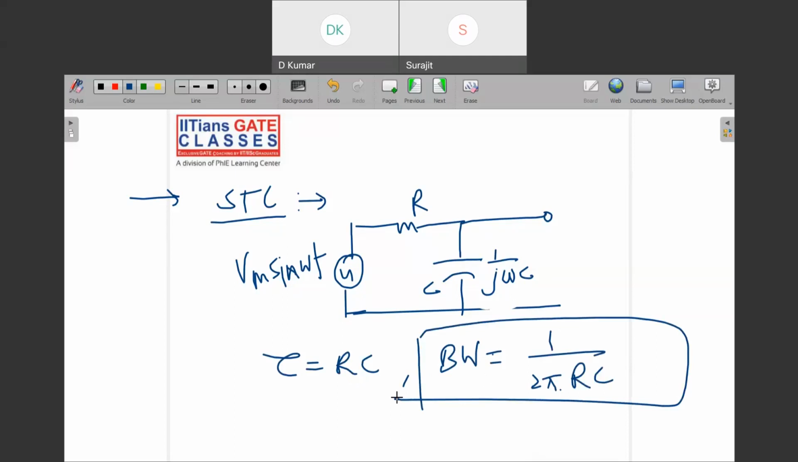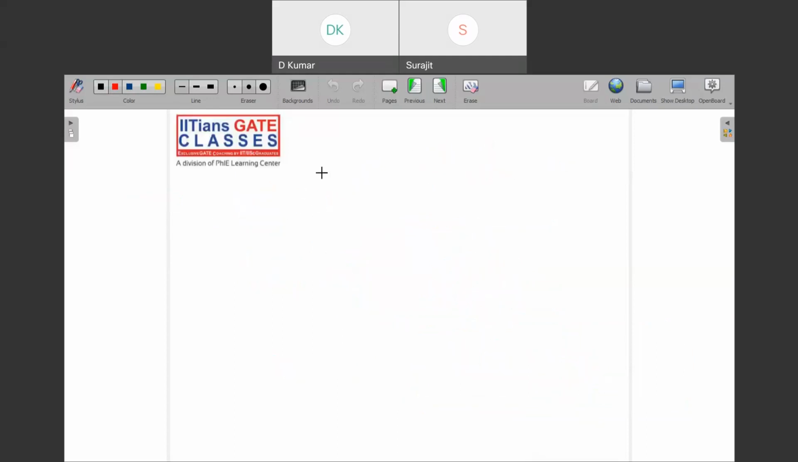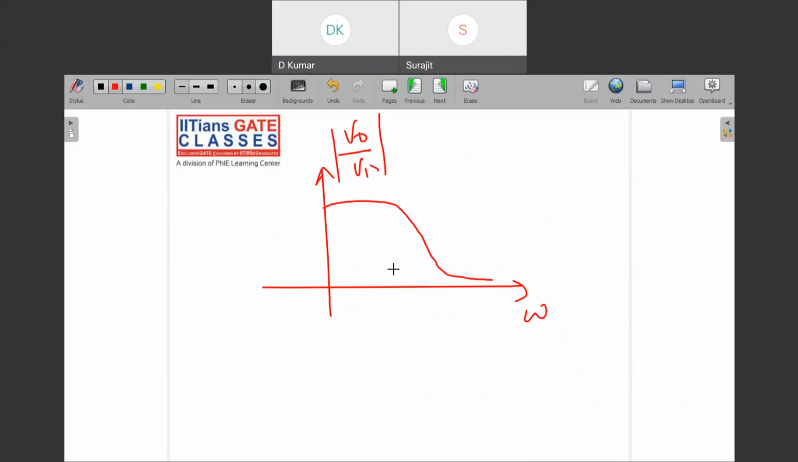If the frequency is high, this capacitance will be short circuited. And if the frequency is low, this capacitance will be open circuited. So it will work like a low pass filter, right? Understand? So the plot which we will get here is the gain plot, V naught by V in with respect to omega, will look like this, low pass.